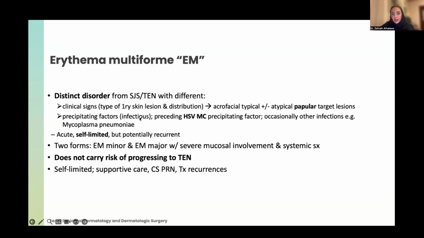Precipitating factors in SJS-TEN, it's drugs. In EM, it's usually HSV. So that's the most common precipitating factors, but you also have other infections like Mycoplasma pneumoniae, plus the prognosis. SJS-TEN is dangerous. It's an emergency. It requires prompt withdrawal of the medication and aggressive treatment.